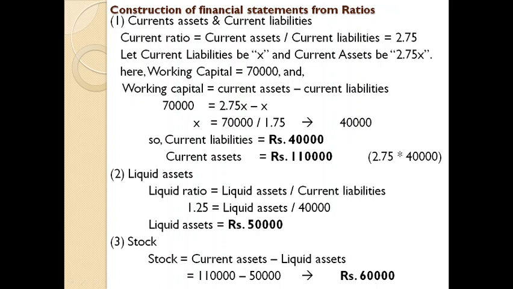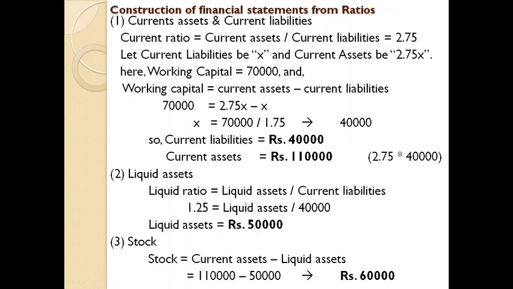You have to follow the same scenario for each head: current liability, fixed liabilities as well as fixed assets, on the basis of details given in the question. Only on the basis of additional information in the question you can find all these items. In this case, liquid ratio and other items are given. That's how you find liquid assets and stock. Because by adding liquid assets 50,000 and stock 60,000, you will get current assets 1,10,000. That's how you need to find each item.